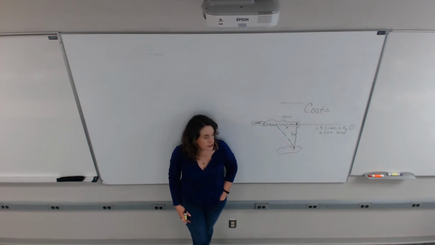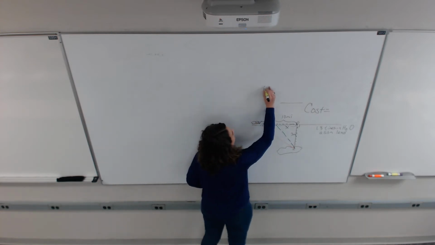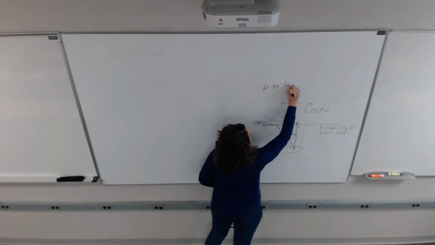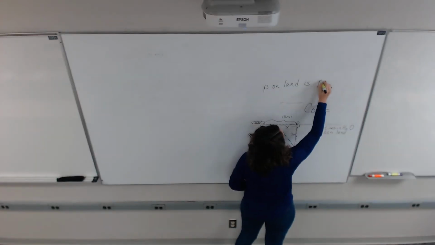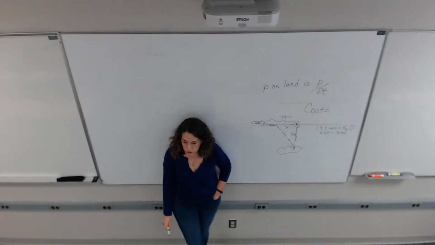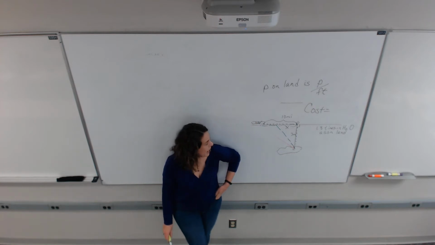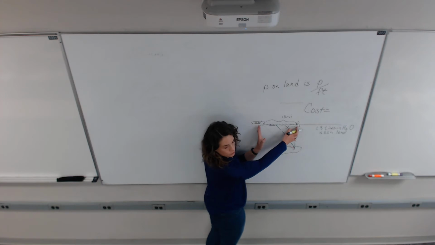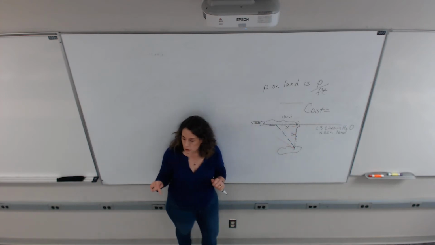Let's say the cost is... let's see, what would be a good variable? I've already used C for cost. How about P per foot, not square foot, but P per foot. The price on land is P per foot. It's going to cost me P dollars per foot to lay the pipeline on land. What would the cost of running the pipeline on land be? How far is it going to run on land, assuming the green?